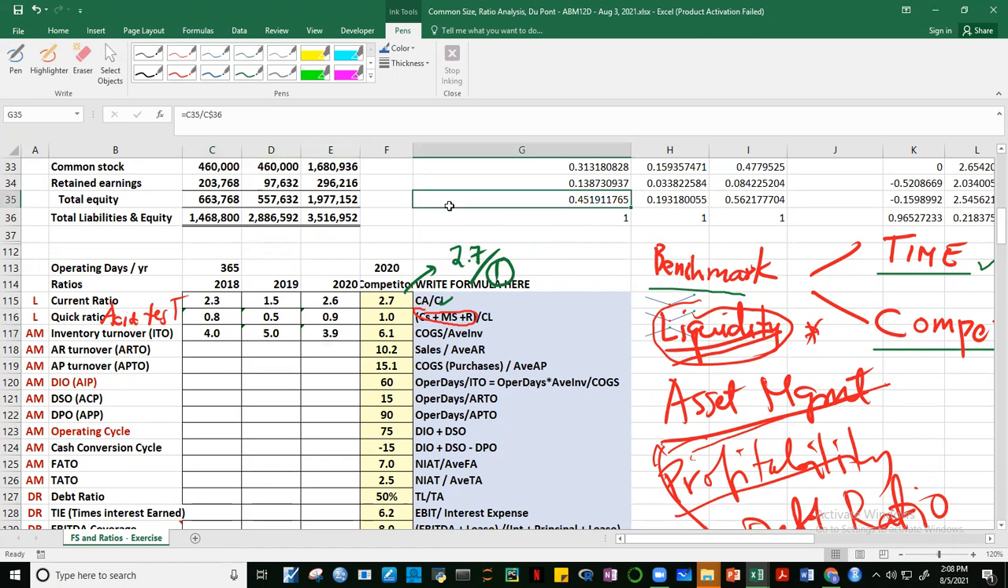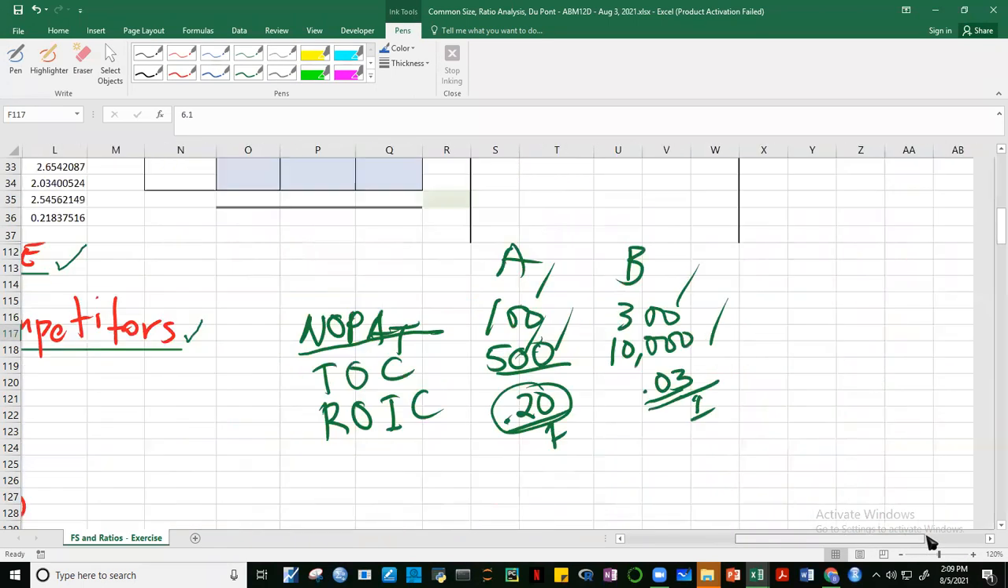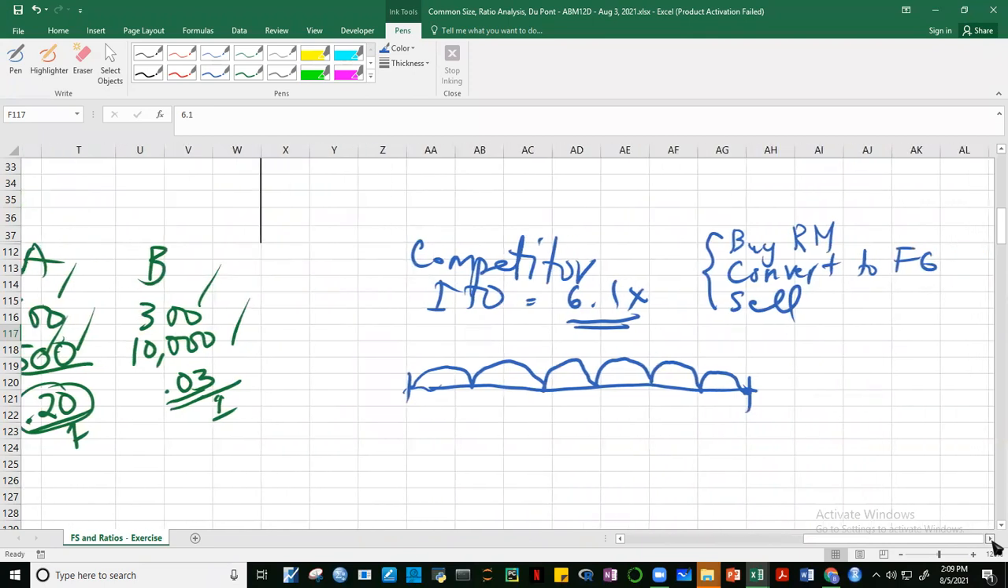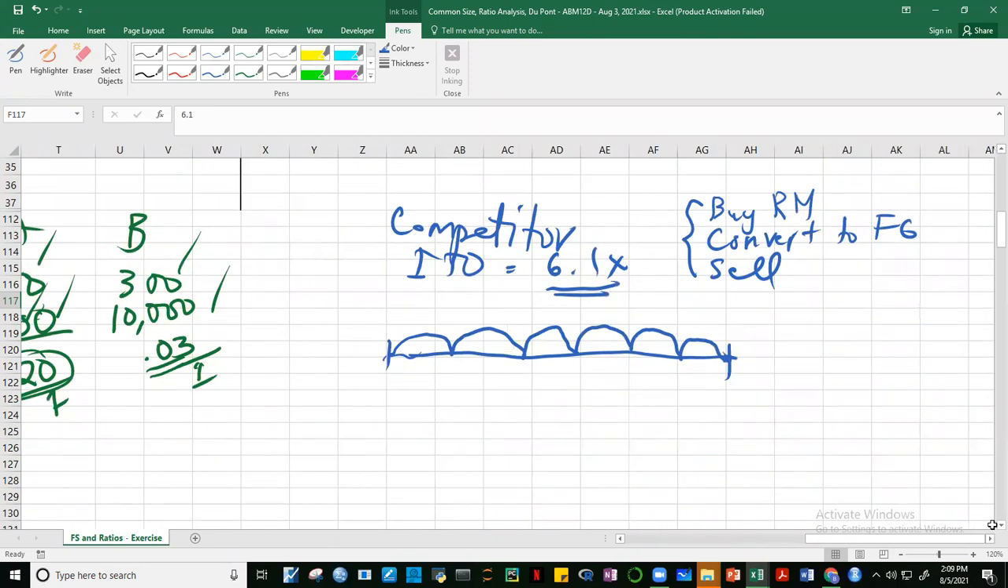So this is now our ITO, inventory turnover for 2018, 2019, 2020. So nakita natin dito na nag-improve yung ITO natin noong 2019 pero bumagsak noong 2020. So i-compare natin ang competitor natin, 6.1 times nagte-turnover ng inventory. Tayo 3.9 times lang. Okay? So problematic tayo nun.